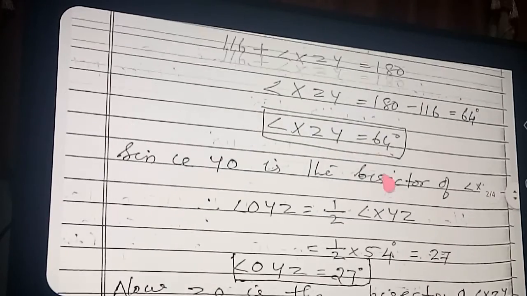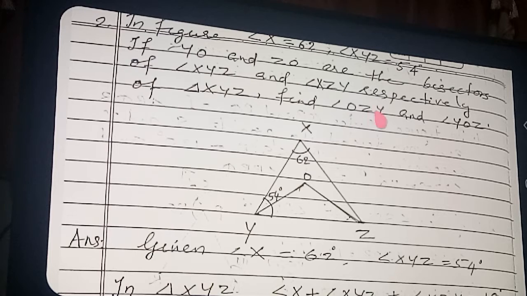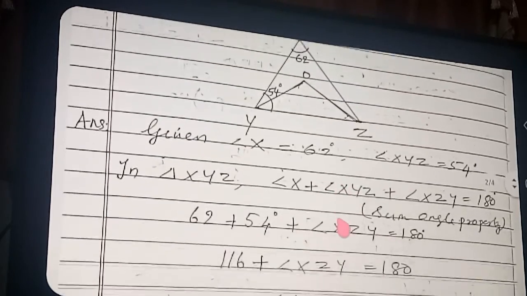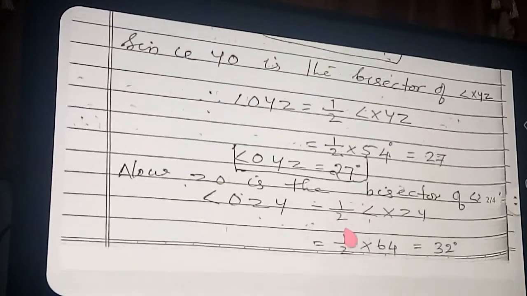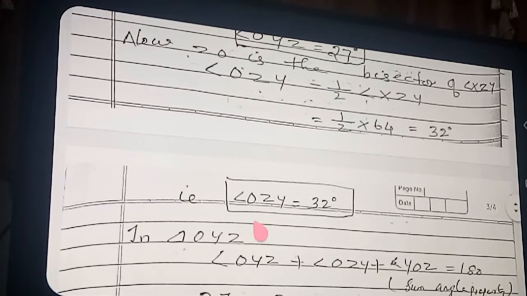We can see the diagram. OZY, see the question here. OZY is asked, no? So you got the value of OZY, 32 degrees. Clear? Now what do you want to find out? YOZ. That is the next part. So we can go to the next part. OZY is equal to 32. Once more I have written it here.